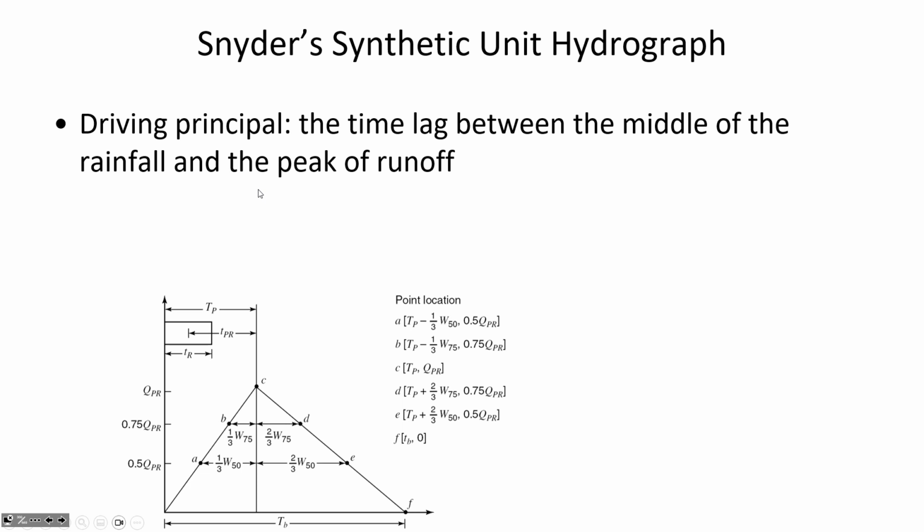And Snyder's method is the one that we're going to take a look at. What the Snyder synthetic unit hydrograph method says is, let's analyze what's called the time lag between the middle of the rainfall pulse and the center of the peak of the rainfall.